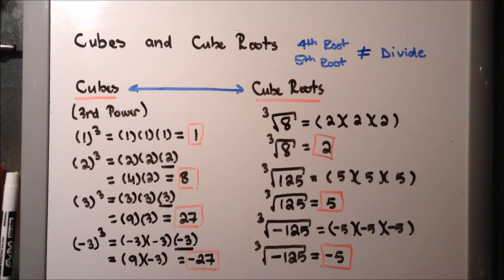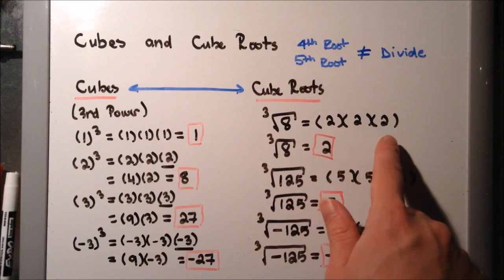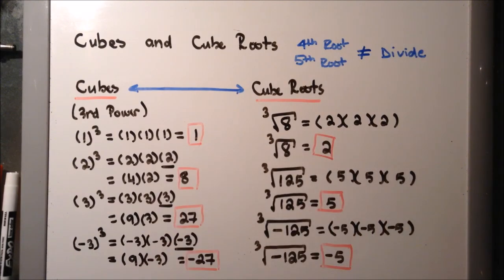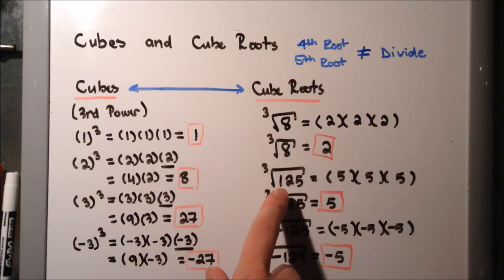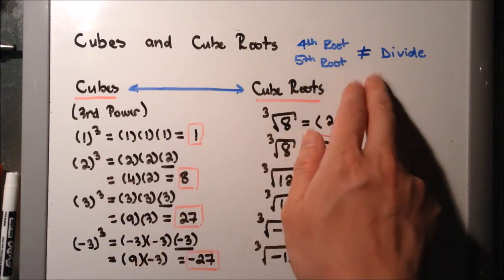Simply, you're trying to find the base that multiplied by itself based on the root gives you the number. So for example, with a cube root, you're finding the smaller base, which is 2, that multiplies itself 3 times to give you 8. Same thing right here, 125. You want to find a smaller base that times itself 3 times will give you 125, which is 5. So again, any kind of root does not mean divide.